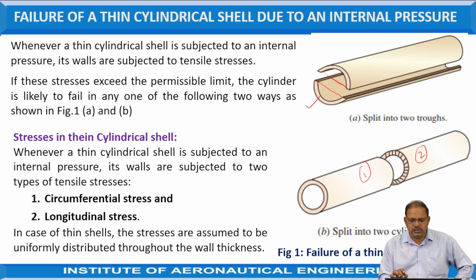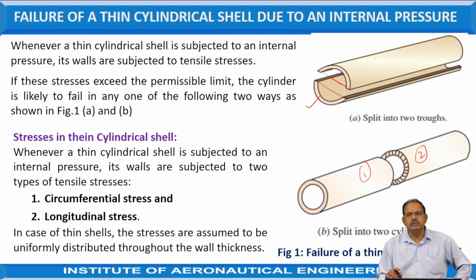Generally, the cylinder fails when it is subjected to internal fluid pressure and that pressure exceeds the permissible limits; it is likely to split into two types, as shown in the figure. So now we are taking the stresses in the thin cylindrical shell.